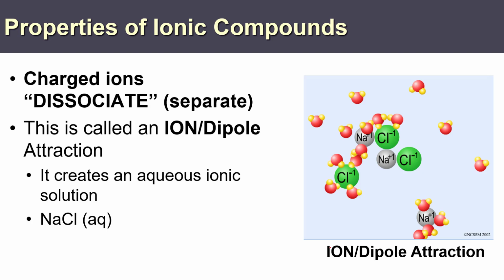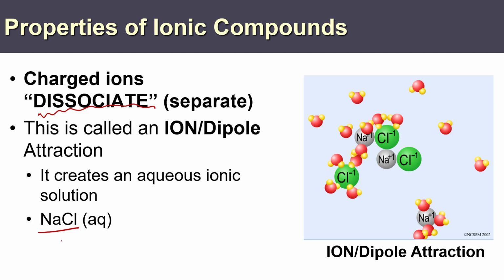So for everybody playing along at home, the terminology when our ions in the lattice start to separate due to the water is dissociate. Kind of like you associate with friends. The water molecules are now causing the ions in the lattice to dissociate from one another, and that is creating our aqueous ionic solution. So now we would write something like this.